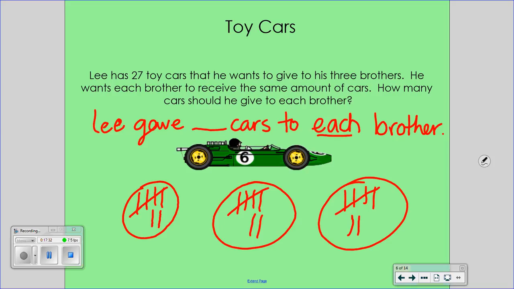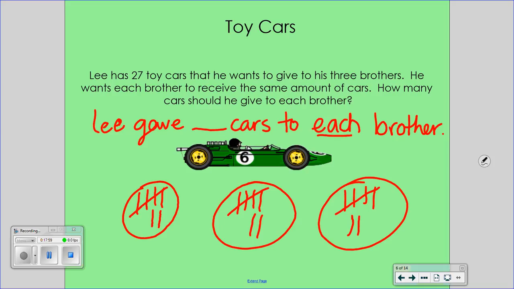Dylan says yes. No. Dylan says no. Is it yes or no? No. How many cards has he given away now? Raise your hand to tell me. So far, each brother has 7. How many total cards has he given away? 21. How many is he supposed to give away? 27. All right, let's keep going.